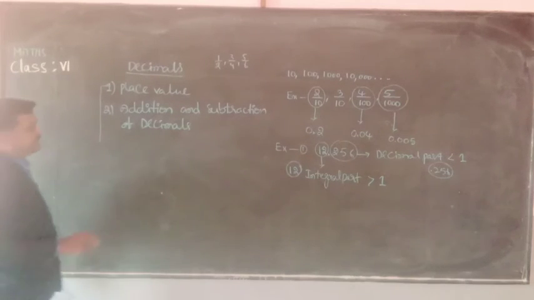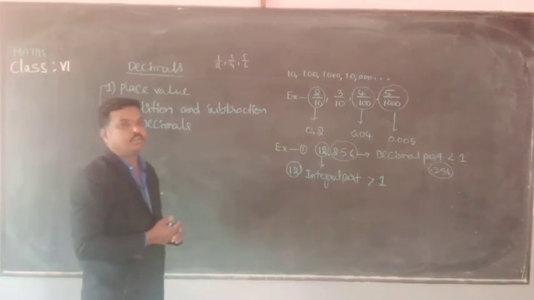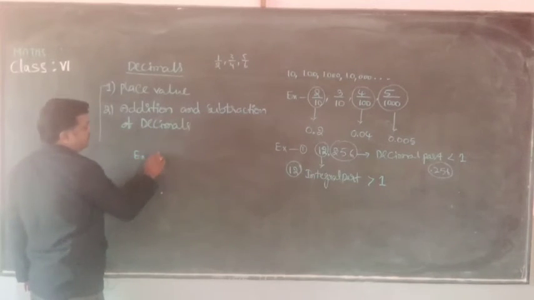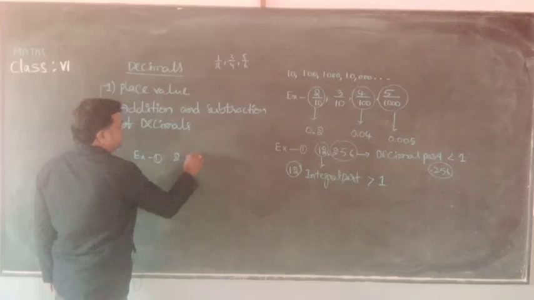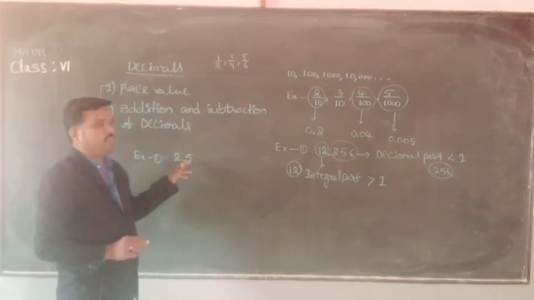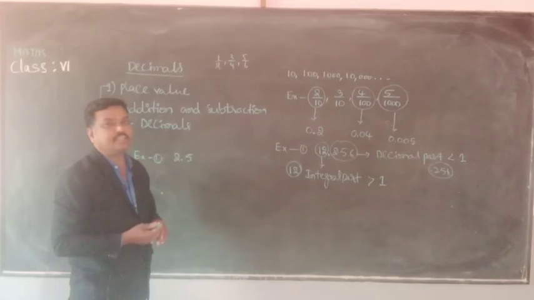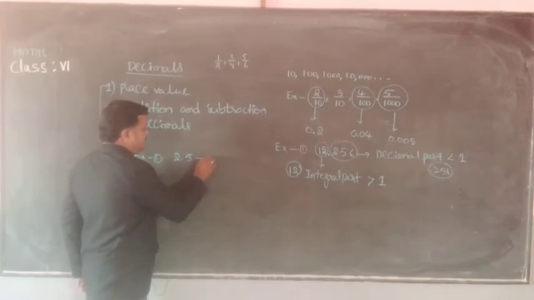How can we write these decimal numbers as common fractions? Suppose 2.5 is there. 2.5 is a decimal number. First we have to change it into a decimal fraction.